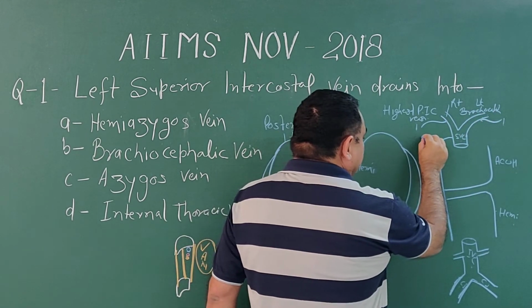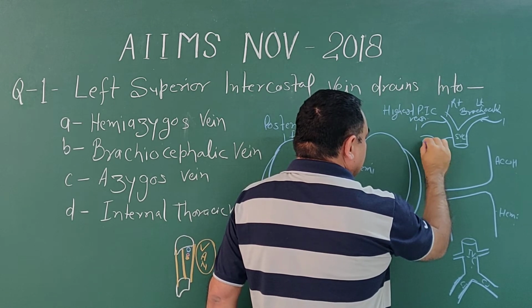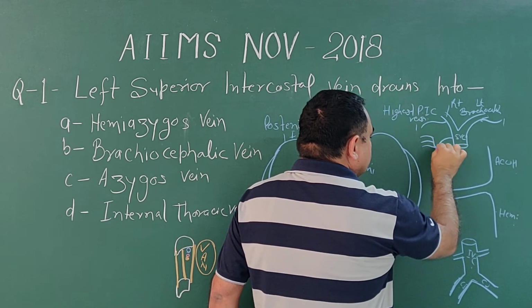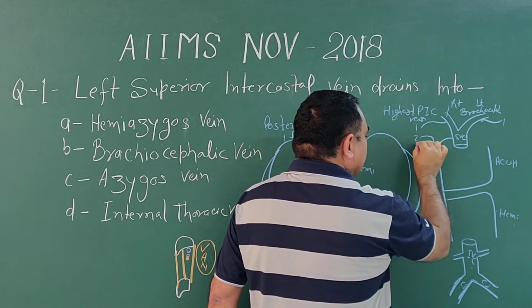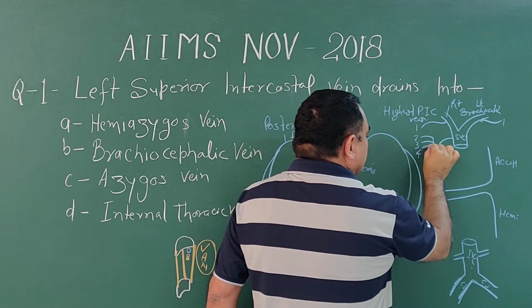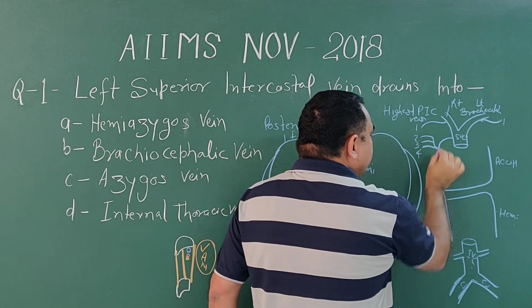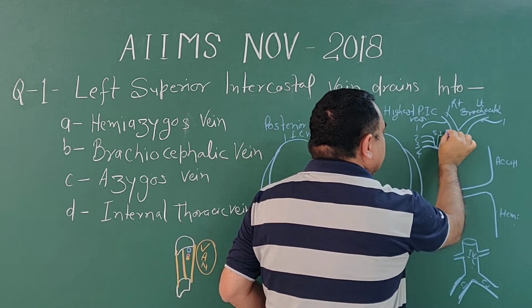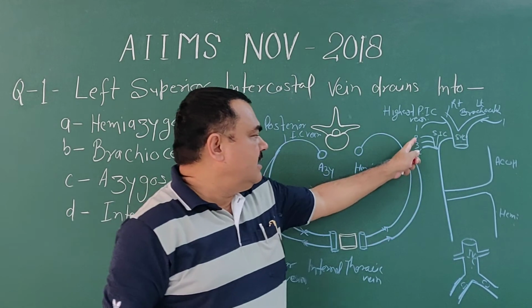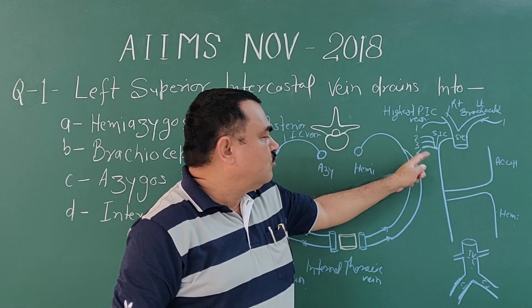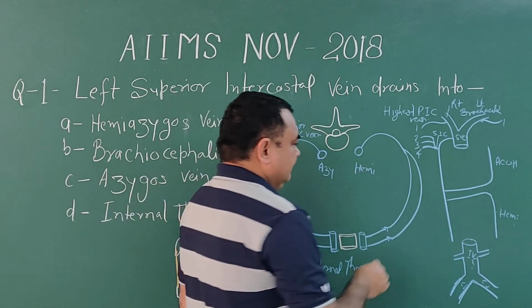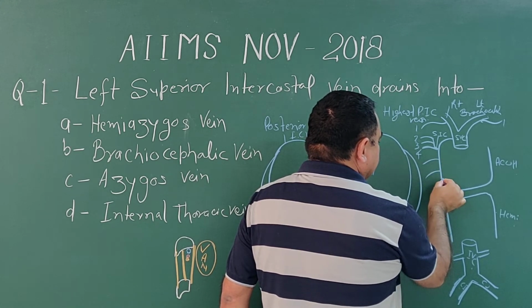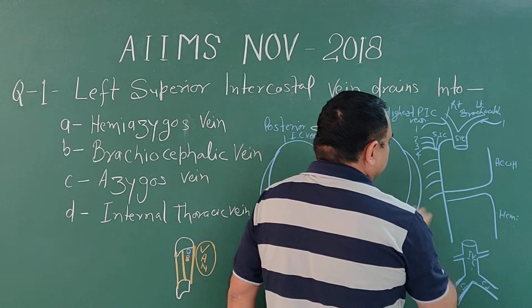Here is the second, third and fourth. Second, third and fourth join to form the superior intercostal vein. So this is the superior intercostal vein, formed by the joining of the second, third and fourth posterior intercostal veins. Here is the fifth, sixth, seventh, eighth.